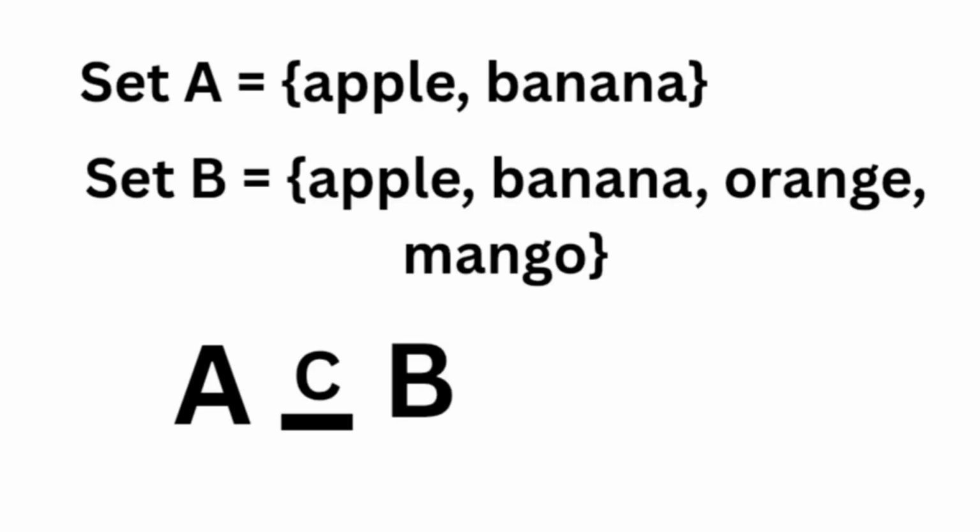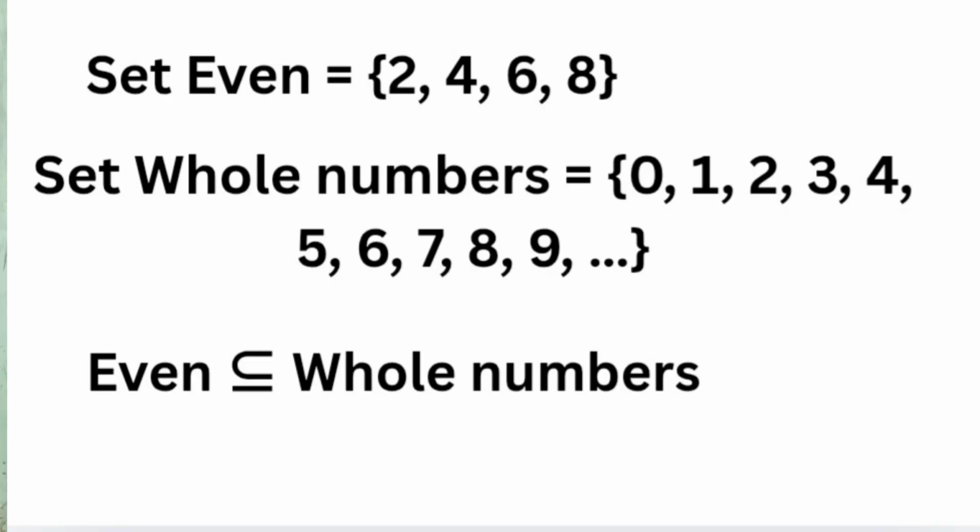The first example, fruits. Set A: apple, banana. Set B: apple, banana, orange, and mango. A is a subset of B because every fruit in A is also in B. Example 2, numbers. The first set, even numbers: 2, 4, 6, 8. The second set, whole numbers: 0, 1, 2, 3, 4, 5, 6, 7, 8, 9. Even numbers are a subset of whole numbers.